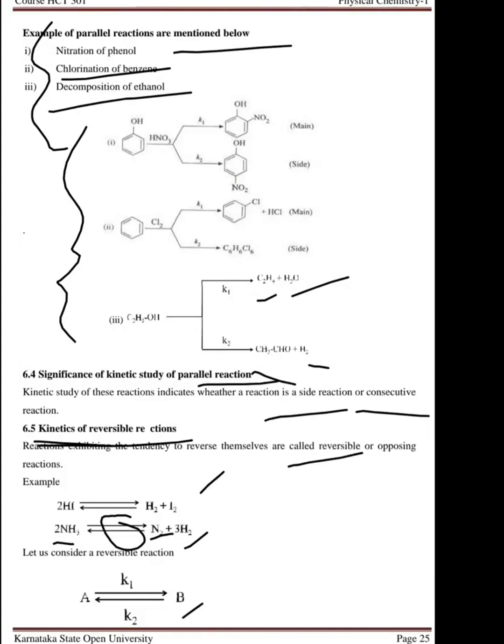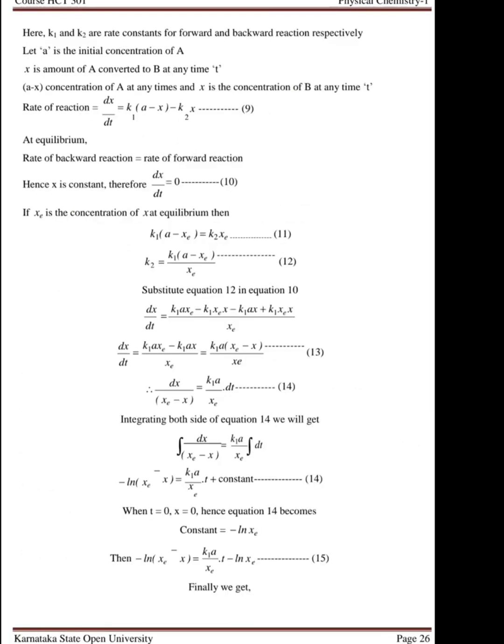It forms with the rate constant K1, and in the backward reaction, the reversible reaction, K2 is the rate constant. So how will we write the rate expression for this reaction? We write dx by dt equals K1 of (a minus x) minus K2 of x. K1 is the rate constant of the forward reaction. K2 is the rate constant of the backward reaction.